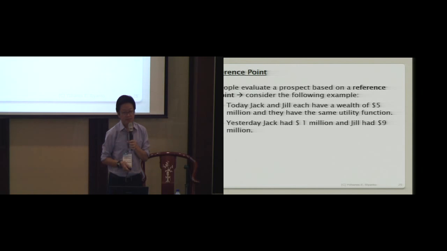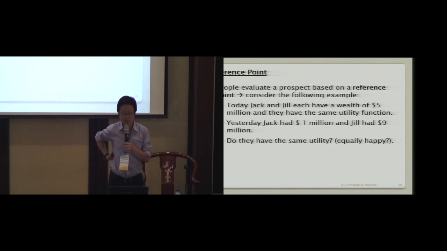Yesterday, Jack had $1 million, but Jill had $9 million. So do they have the same utility? Are they equally happy? They have the same utility functions.